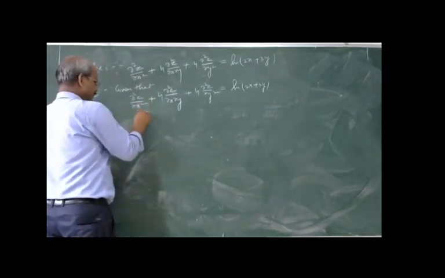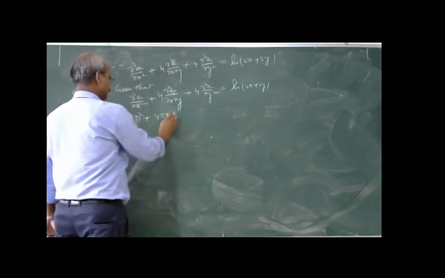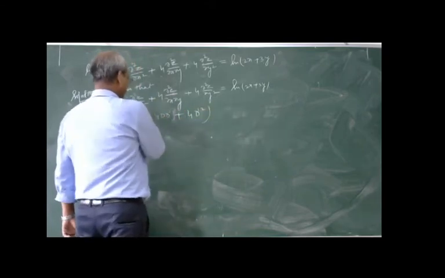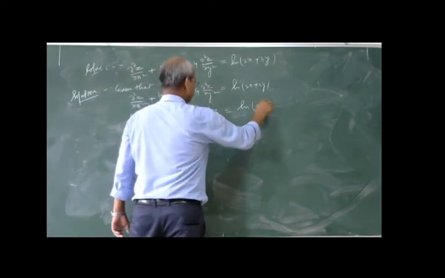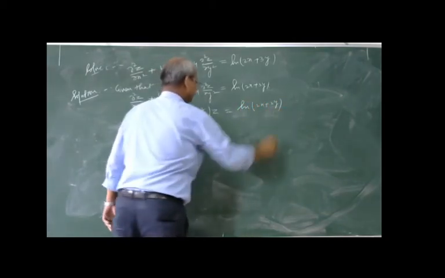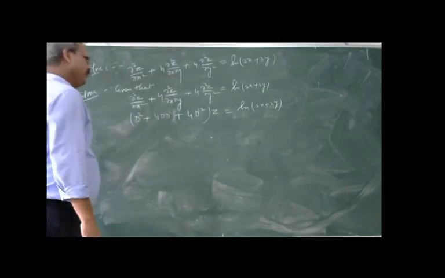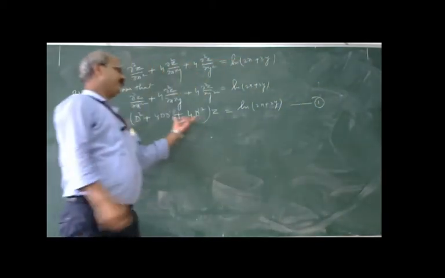It can be written as (D² + 4DD' + 4D'²) z = sin(2x + 3y). Okay students, let us take this as the first equation.